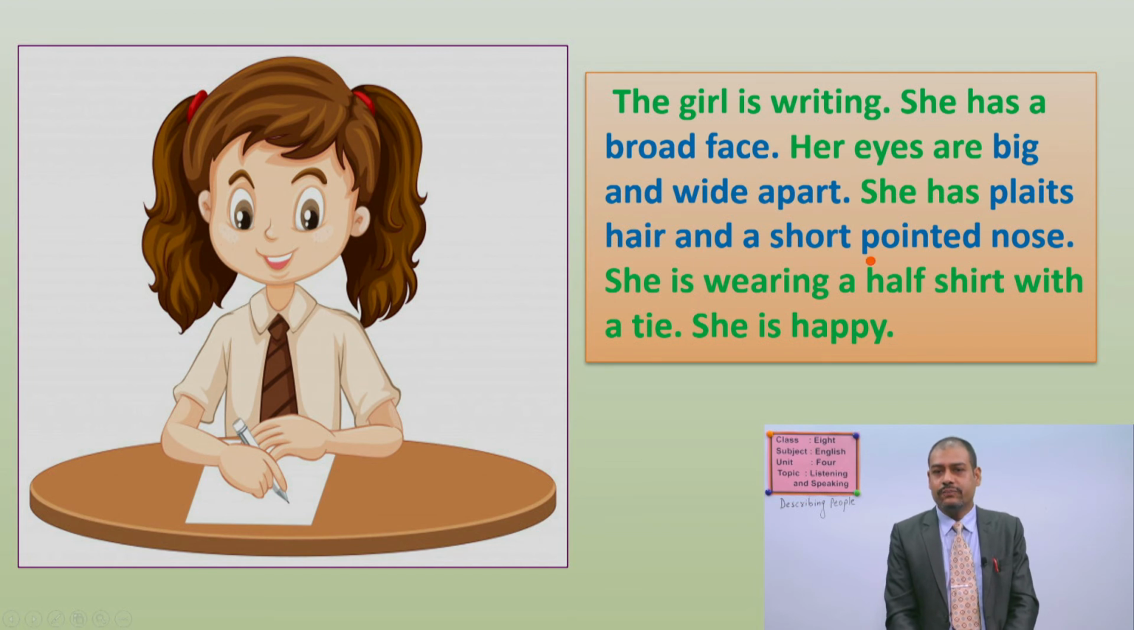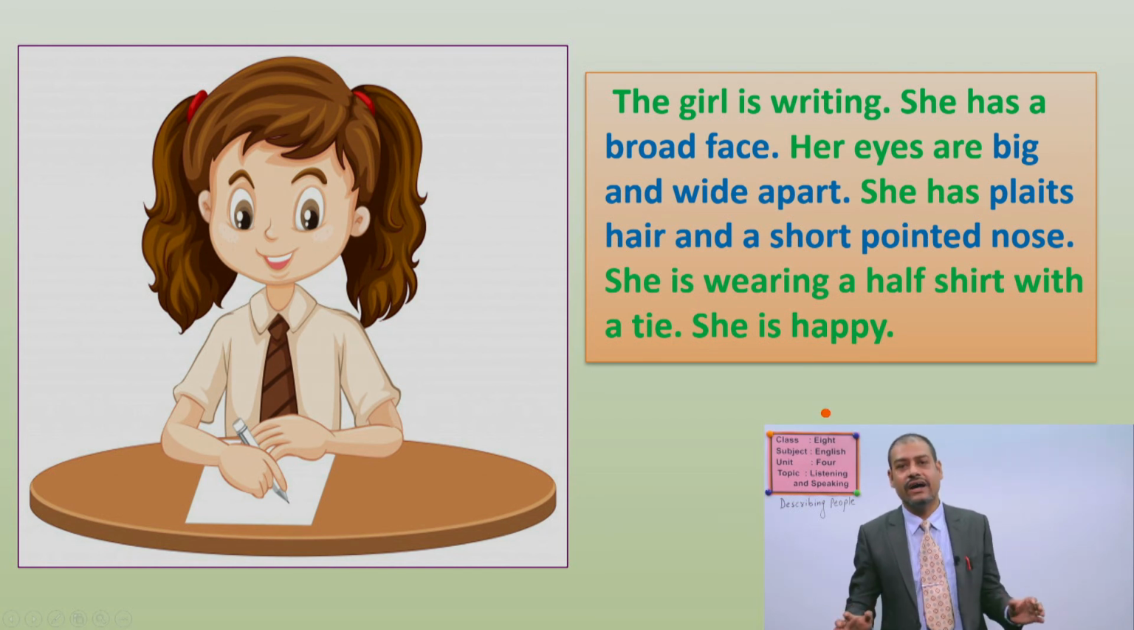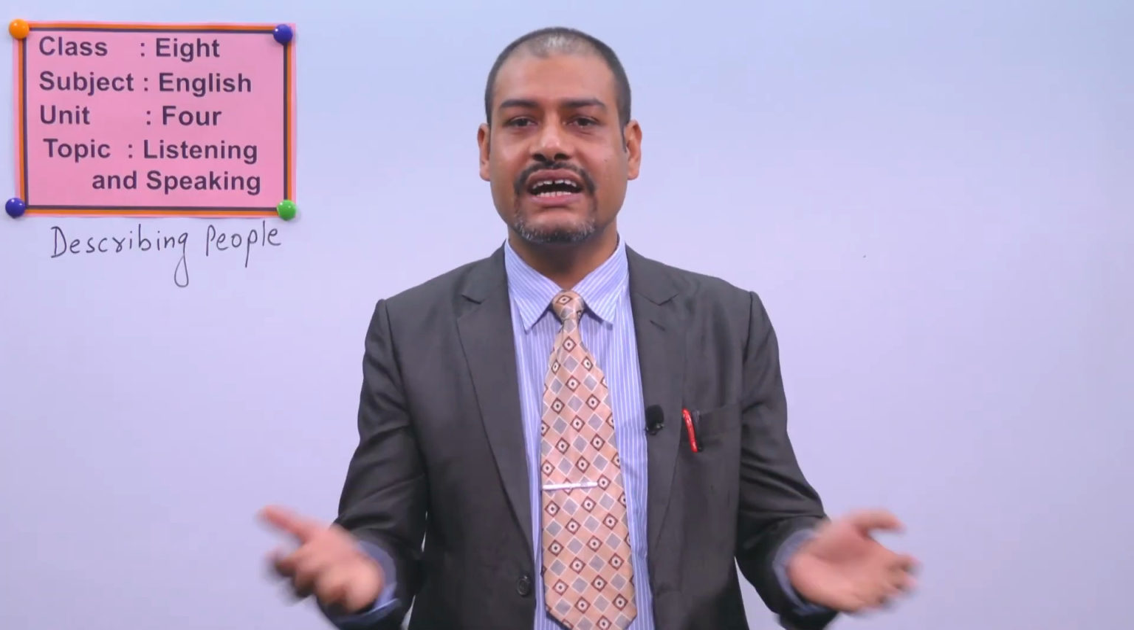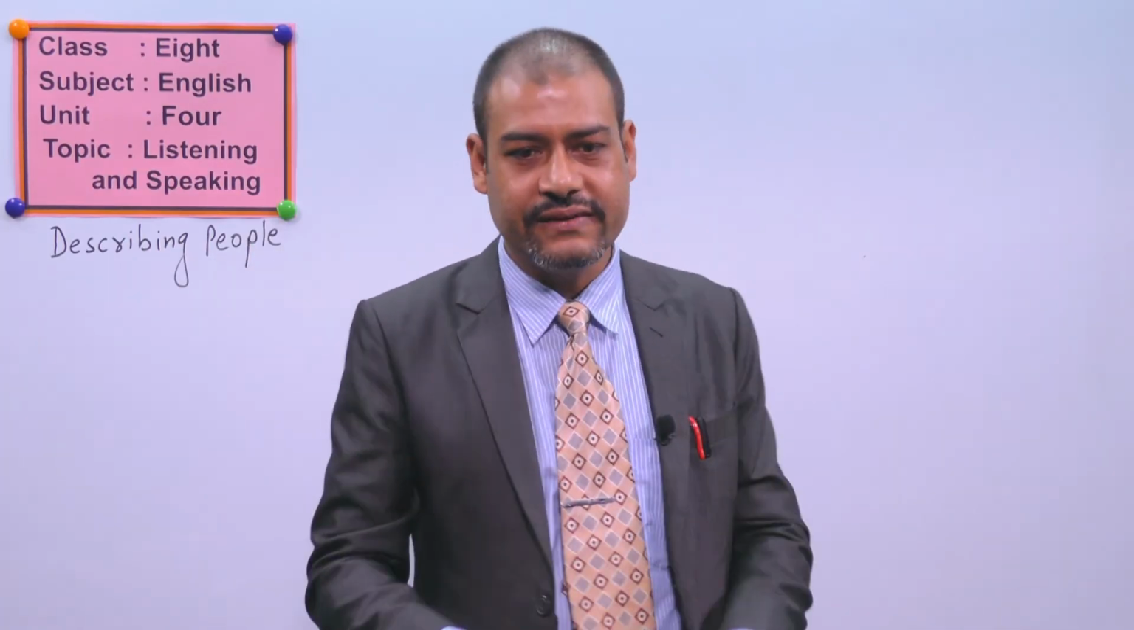And a short pointed nose, you can look at her nose, it is short and pointed also, okay. She is wearing a half shirt, again you can see, she is wearing a half shirt with a tie, okay, there is also a tie. She is happy, she looks happy here. So this is how I describe, and you can also describe in a similar way, okay.